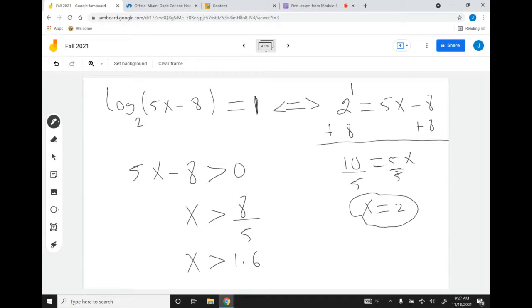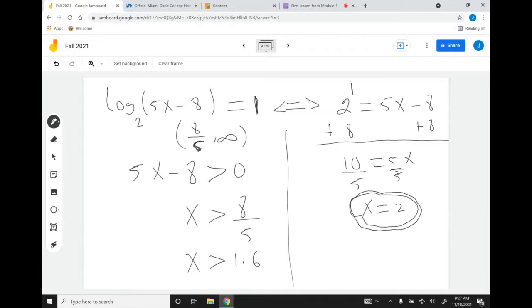Now let's not get confused here. This is what the domain should be. The domain should be values of x that are greater than 8 over 5 to infinity. Why am I saying that? Because notice what your answer is, 2. Your answer is 2. The domain is 8 over 5 comma to infinity. This means that this answer is inside your domain.